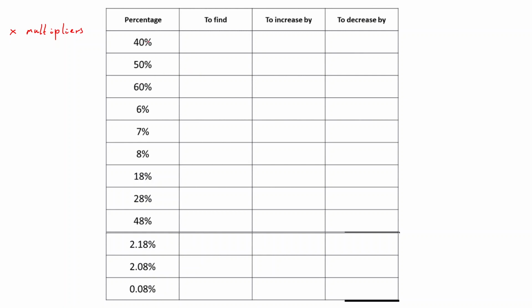But what I mean by this is, right, to find 40% of a number, you would times through by the decimal of that, which is 0.4. To increase by 40%, well, you would do 1 add 0.4, so you would times through by 1.4. And to decrease by 40%, you would do 1 take away 0.4, so you'd be timesing through by 0.6. Okay, so pause the video. You can give those ones a go if you wish, as many as you like. The bottom three at the end are a bit trickier, but it's the same idea, really. So pause the video and give those ones a go.